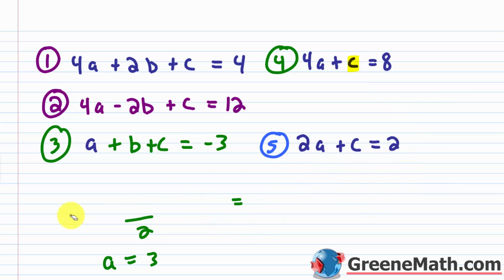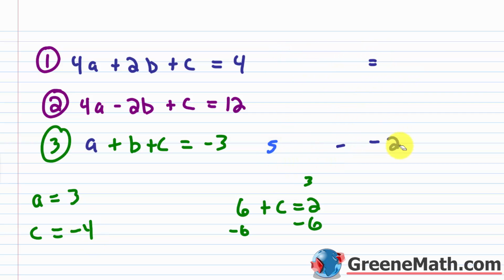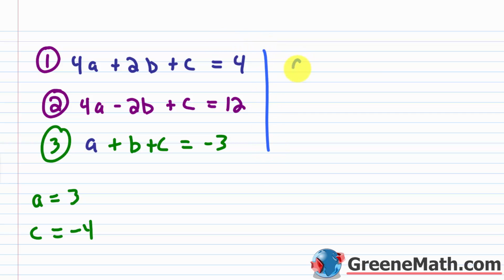I can erase all this, and I'll just write that over here for now. So a equals 3. Plug that in equation 5. Plug in a 3 there, and you'll see that 2 times 3 is 6. So 6 plus c is equal to 2. If I subtract 6 away from each side of the equation, I'll find that c is equal to 2 minus 6, which is negative 4. Okay, so let's erase these. We don't need this information anymore. And we're just going to write this up here and say that a is equal to 3 and c is equal to negative 4.